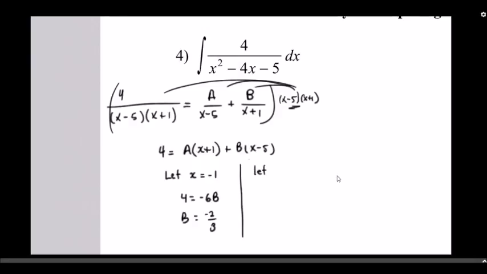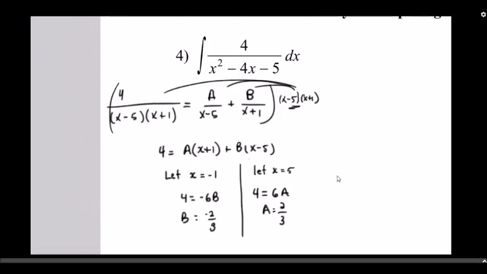So if I do the same process but with a different value now, because now I have to find out what a equals, now I'm going to let x equal 5, because when I plug that in here, that's going to cause b to disappear because it's 0 times b. So plugging in a 5 for all the x's results in the equation 4 equals 6a, which means that a equals +2/3.